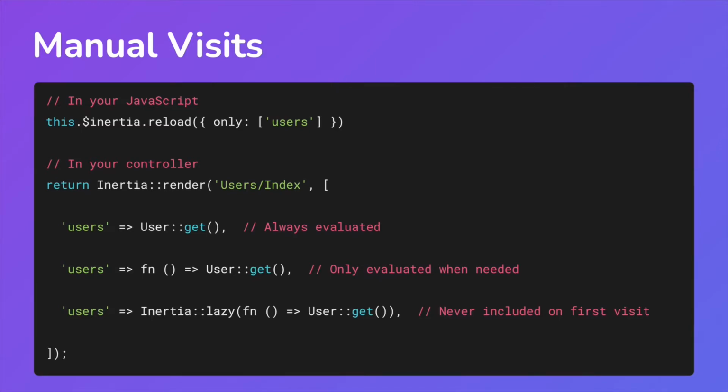In order to make this work perfectly, you should adjust your Inertia response call in your controller and use closures for data that should only be evaluated when needed. You can also use Inertia's lazy method to specify that certain data should never be loaded on a first visit to a page and only when it is requested.